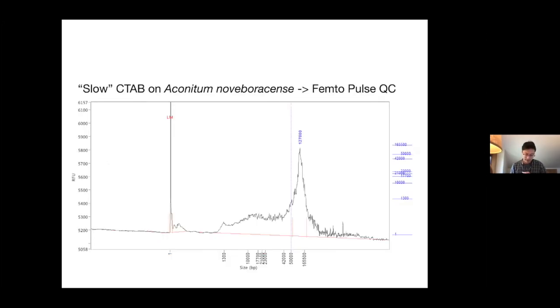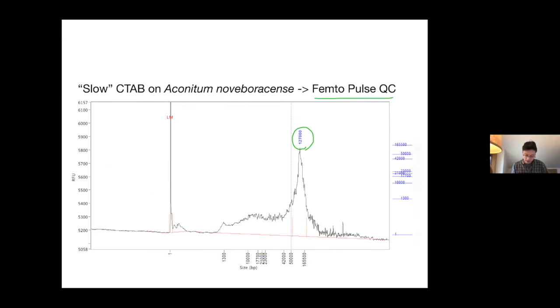Right, so this is an example. This is from a Femto Pulse QC result. This is a project that Susie and us have been working on together, Canitum. This is a slow CTAB DNA extraction. And you can see the DNA is really good. The peak is around 127 kb. So this is really high molecular weight DNA just by real slow CTAB.